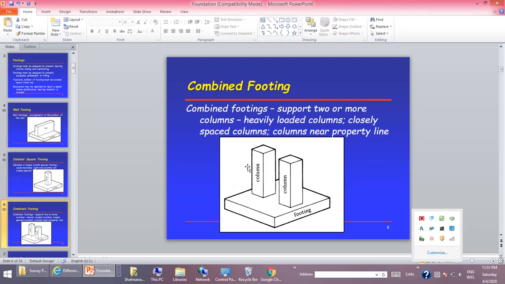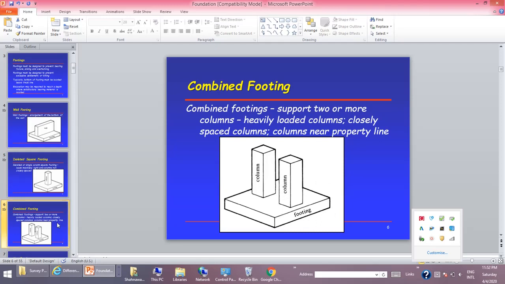Combined footing means it is the foundation of more than 2 columns, maybe 3 columns, 4 columns, 5 columns, if it is in one direction and the direction is not changing. In the X direction, whatever columns you have, you provide one footing for maybe more than 2, 3, 4, 5 in one direction, then you can call it combined footing. It is not necessary to have only 2 columns. 2 columns, 3 columns, 4 columns, 5 columns in one direction: if you provide one footing for all columns, then it is called combined footing.